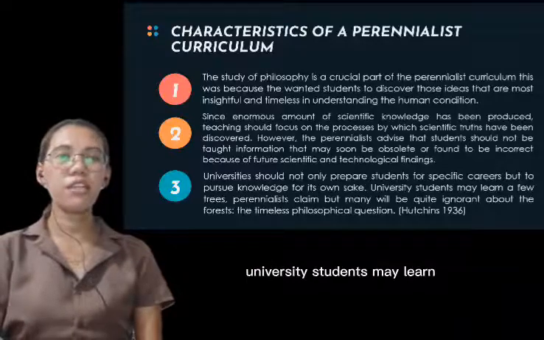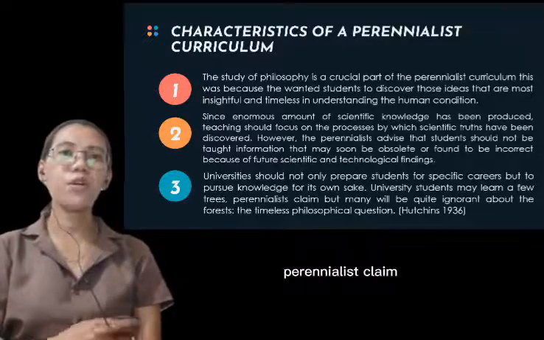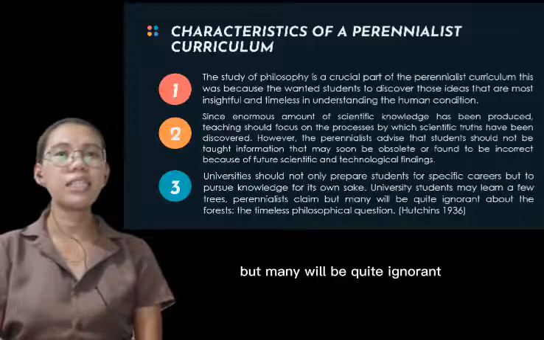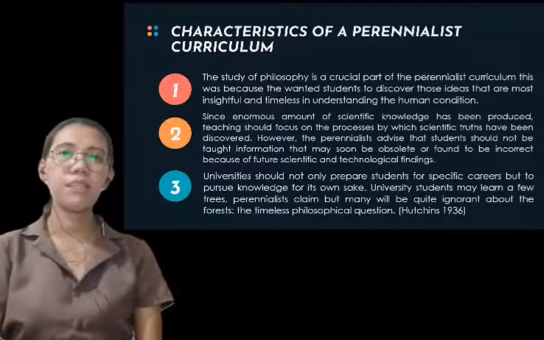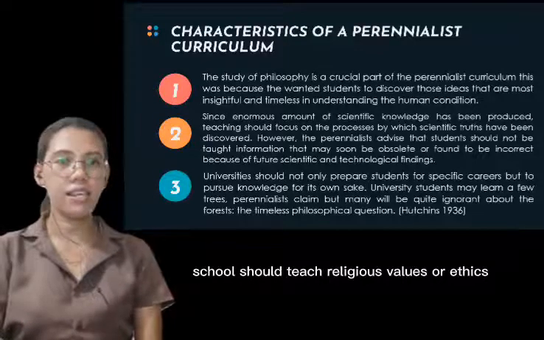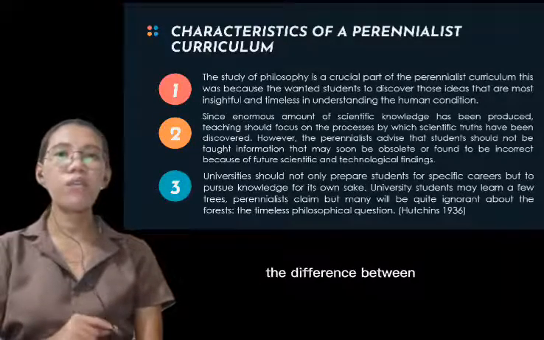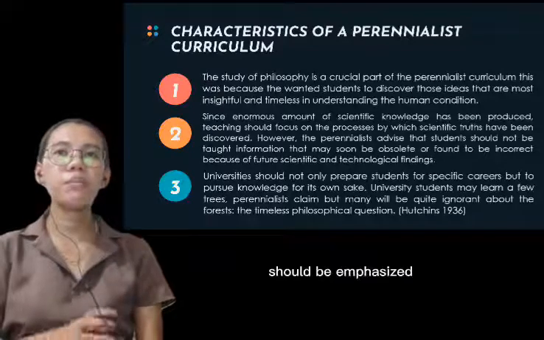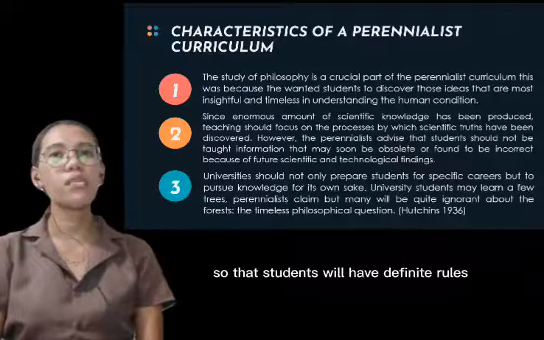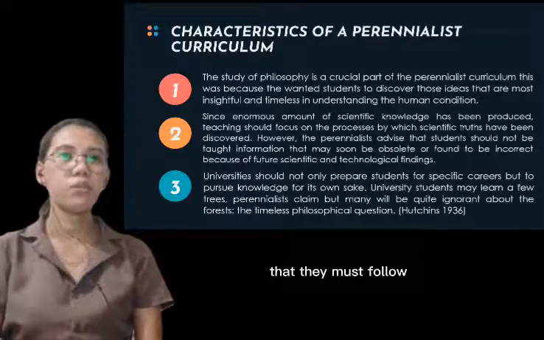University students may learn a few trees, perennialists claim, but many will be quite ignorant about the forest. Schools should teach religious values or ethics. The difference between right and wrong should be emphasized so that students will have definite rules that they must follow.